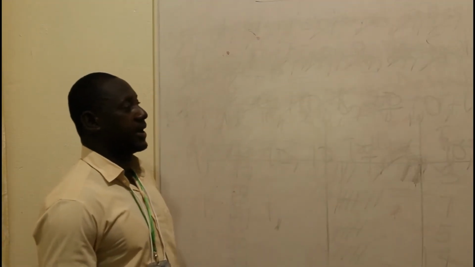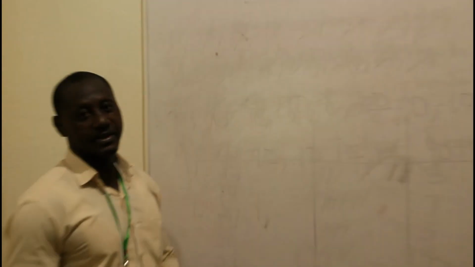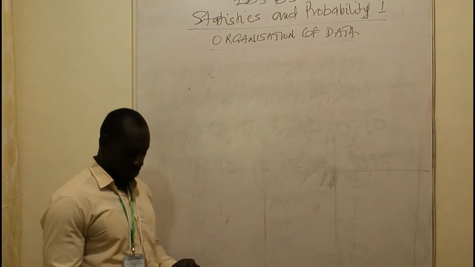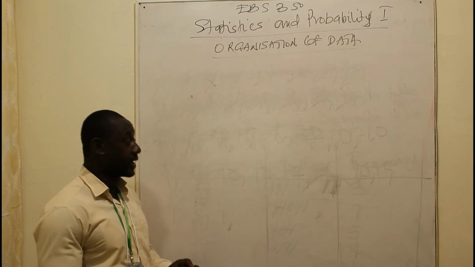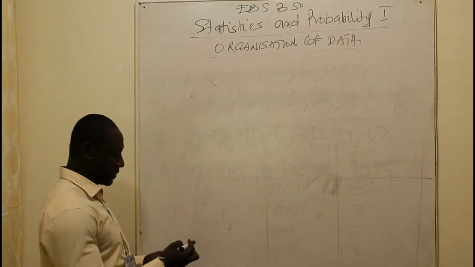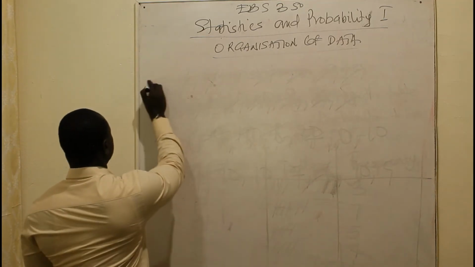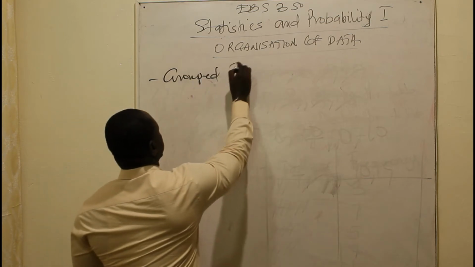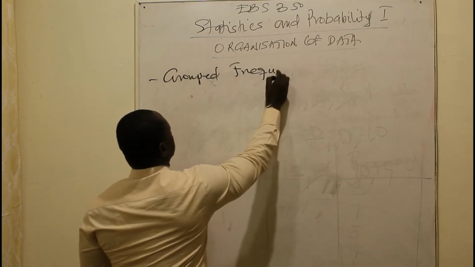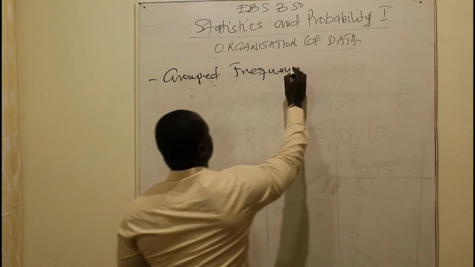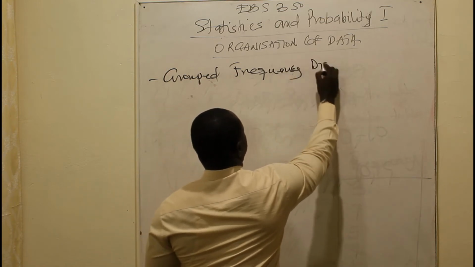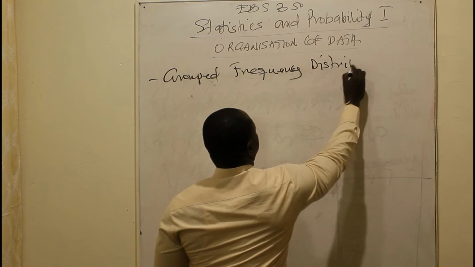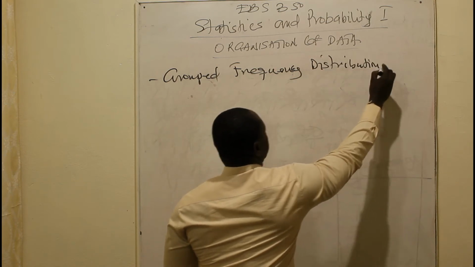Okay. Now that we are done with the ungrouped frequency data, remember I told you we have two ways of doing that. And the second way is by using what we call the grouped frequency distribution table.